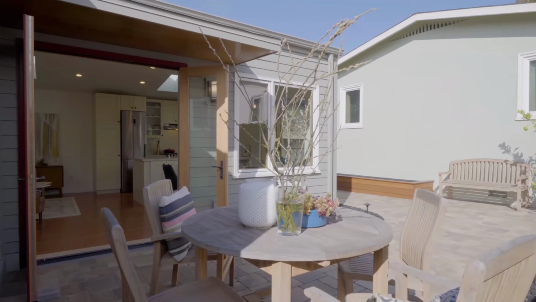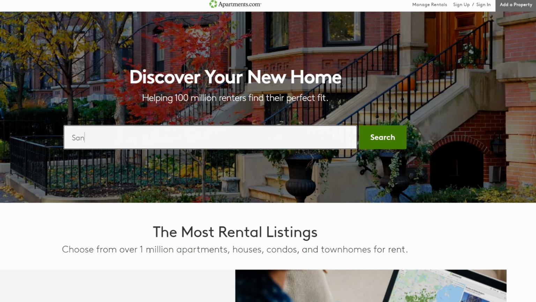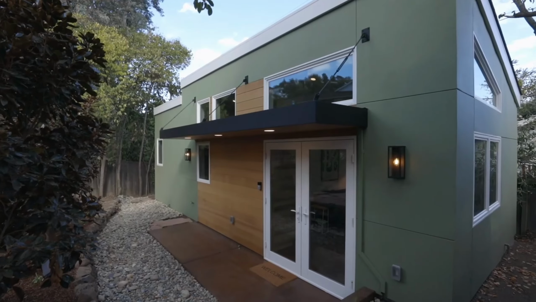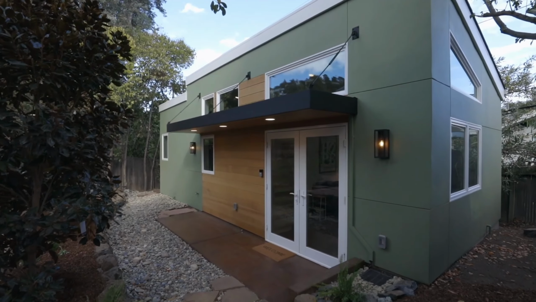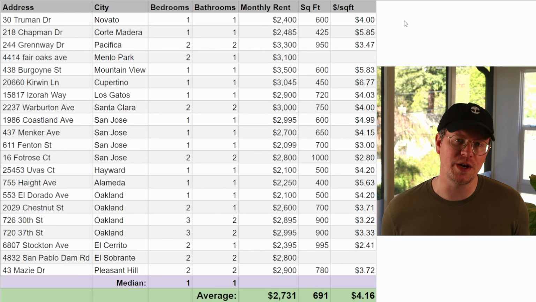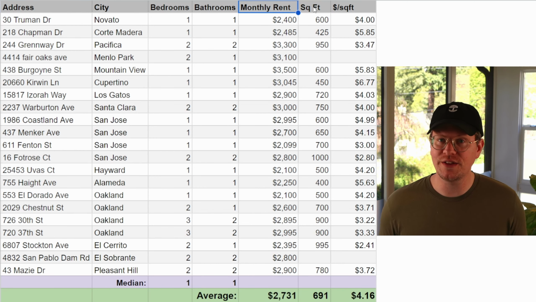The easiest way I found to make sure that I was only looking at actual ADUs for rent was by using apartments.com and searching for listings that mention the word ADU. And again, don't worry if you don't live in the Bay Area, you can use this exact same method to calculate the expected rent in your local market. So here's the list I compiled with all the ADUs available for rent in my area. It includes the rent, the square footage, and the number of bedrooms and bathrooms.